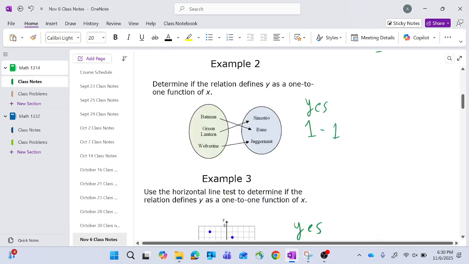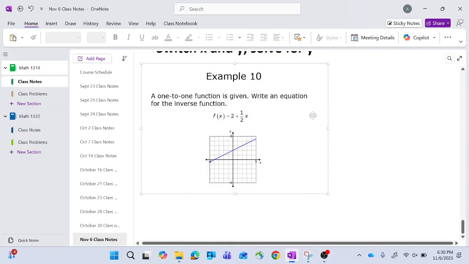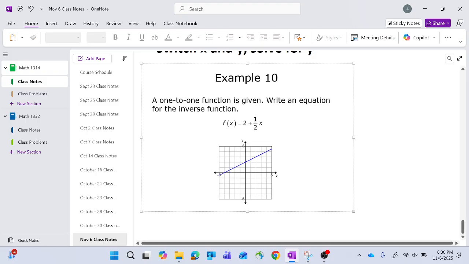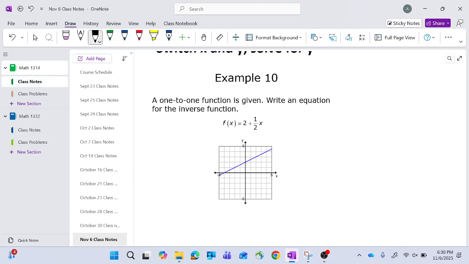So a one-to-one function is given, and we are going to write its inverse. I'm going to write an equation for the inverse function. I don't care for the graph itself, to be honest. We have f of x equals 2 plus 1 half x. Remember, f of x is just a fancy way of saying y. So y equals 2 plus 1 half x. We're going to switch the x and y's. There's no real math here. So x equals 2 plus 1 half y.